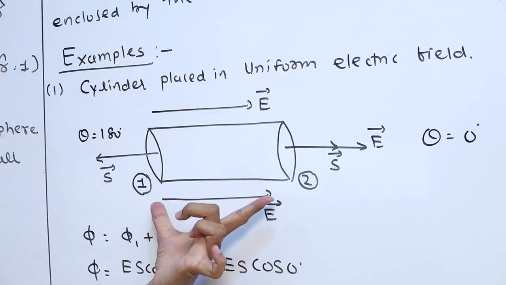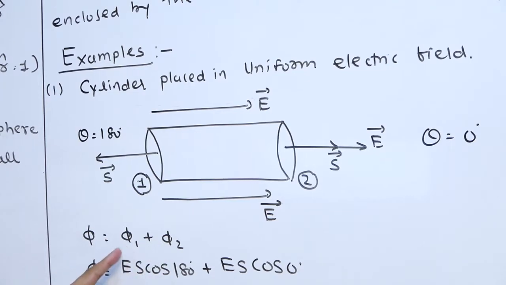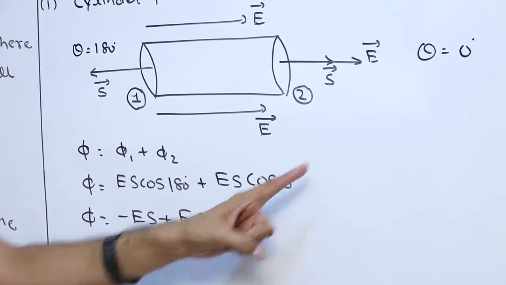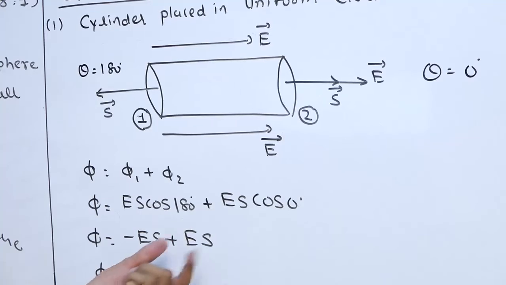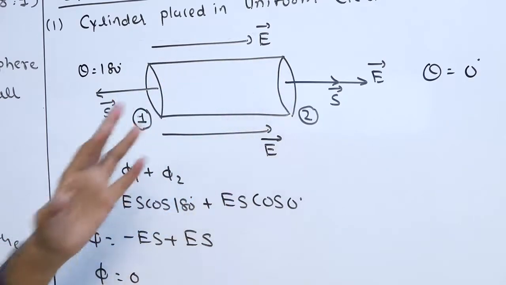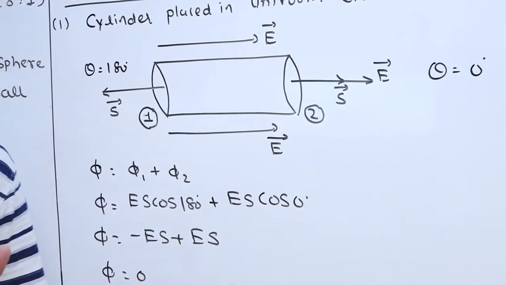So the total flux linked with the first and second surface, phi, is equal to phi 1 plus phi 2, where phi 1 is equal to Es cos 180 and the second one is Es cos 0 degrees. Cos 180 is minus 1, so it is minus Es. Cos 0 is 1, so plus Es. Minus Es plus Es is equal to 0. The total flux linked with this cylinder is 0. Why is the answer 0?